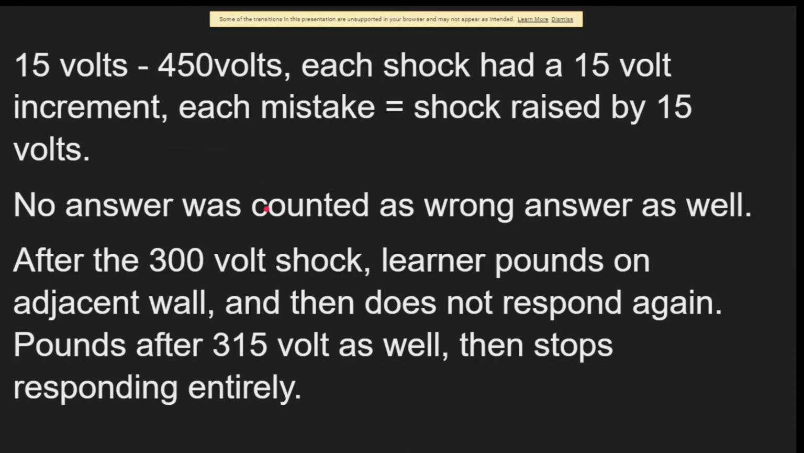If the learner failed to answer, that was also counted as an incorrect answer, and each incorrect answer was shocked. They had to wait 10 to 15 seconds, and if there was still no response, they shocked them. After the 300-volt shock, the learner was told to pound on the adjacent wall, the wall the two of them were sharing. He would pound on it and then not respond. Again, after the 315-volt shock, he would pound, and after that he would fail to respond entirely.